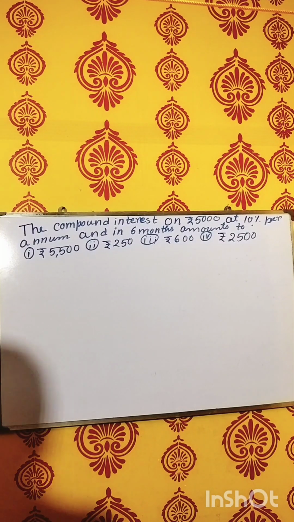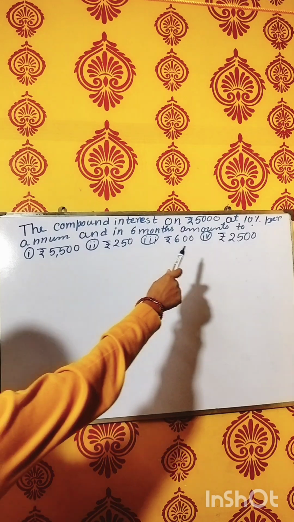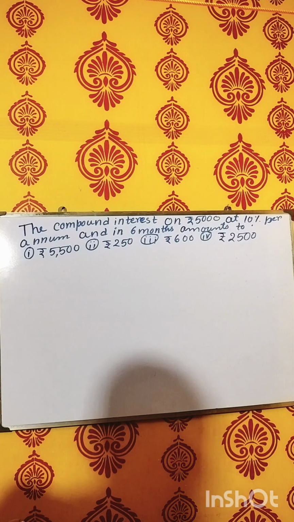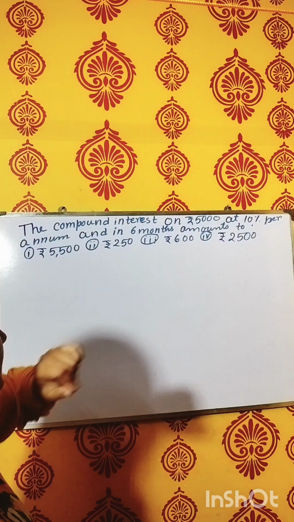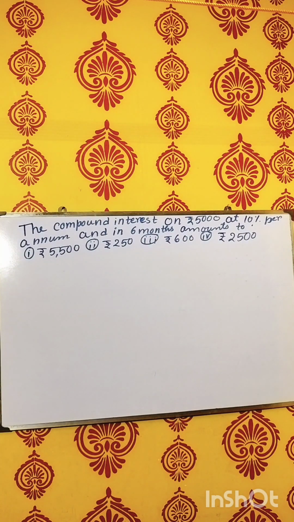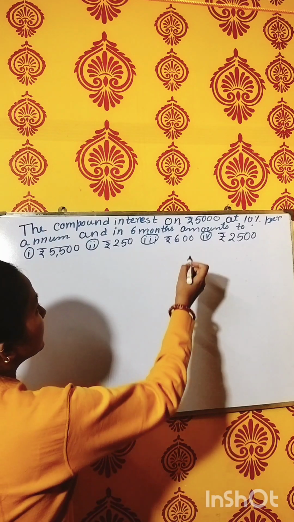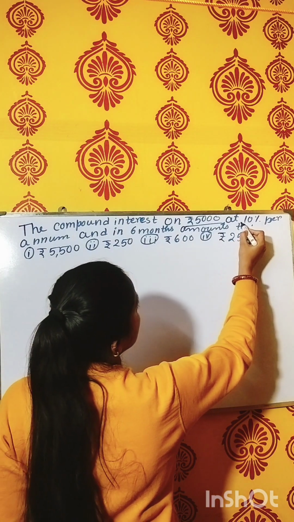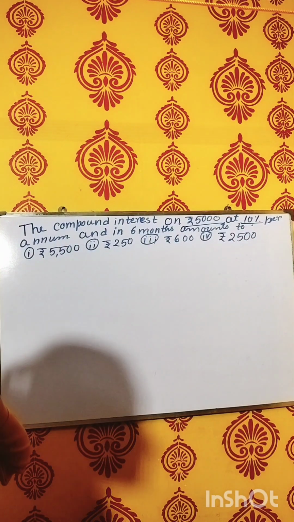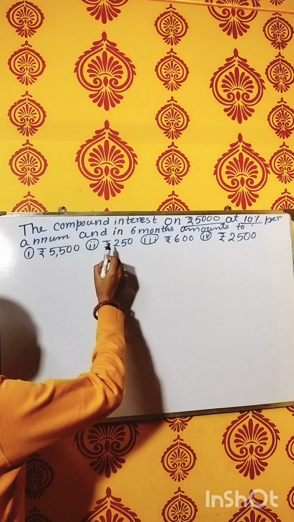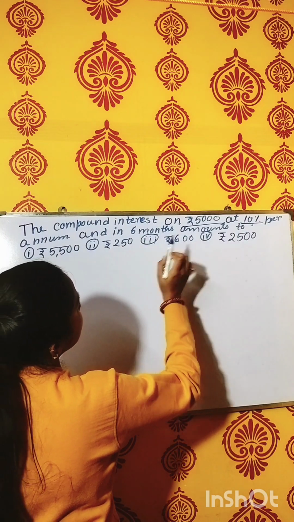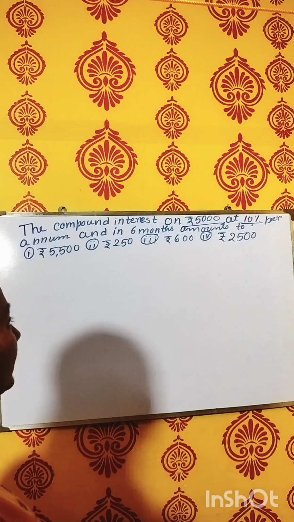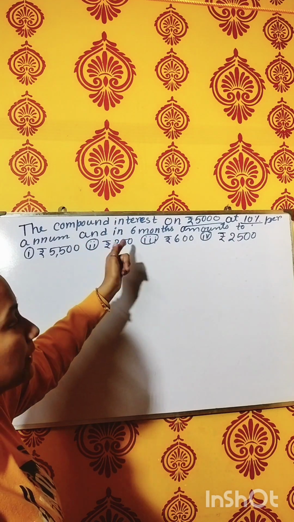Now let's go to the next sum. The compound interest on ₹5,000 at 10% per annum in 6 months amounts to rupees how much? Here the options are given. In this sum, we can see that the principal is given, which is ₹5,000, and the rate percent per annum is also given, 10%. They have already said in 6 months, that means the time is equal to 6 months. We have to convert that time into years.